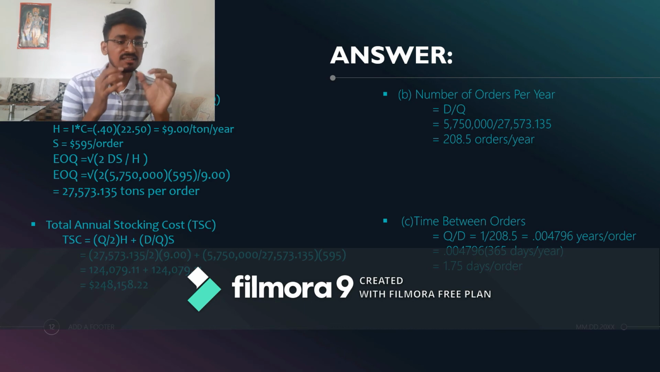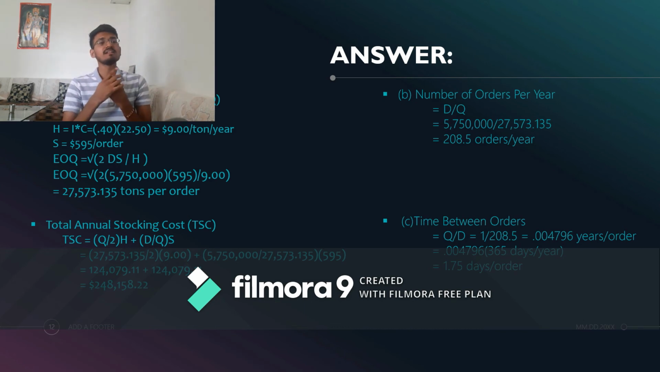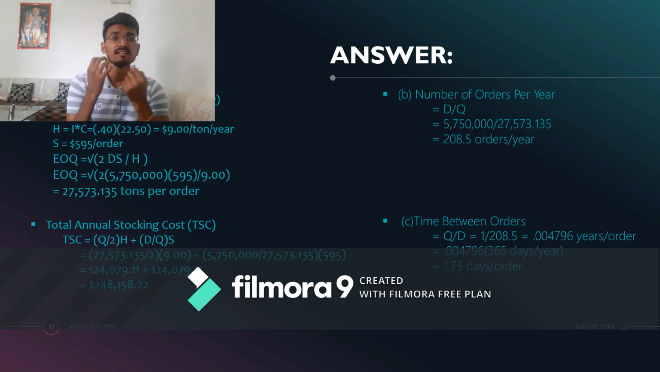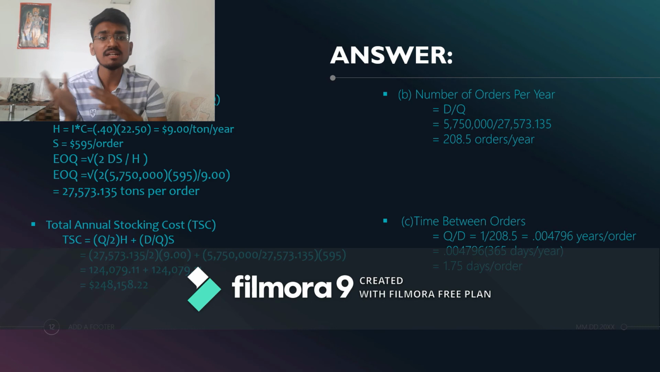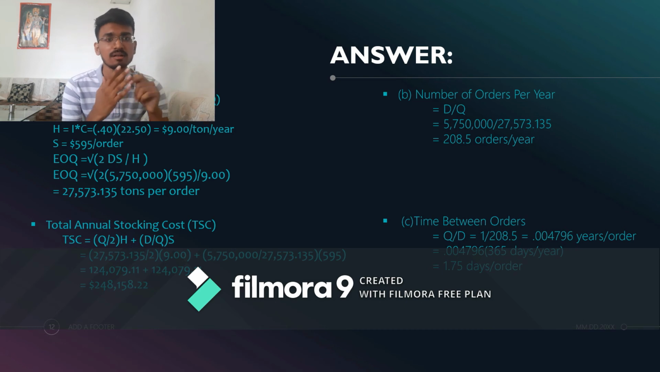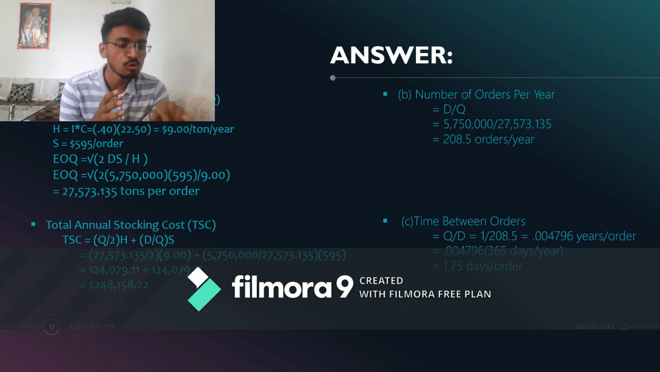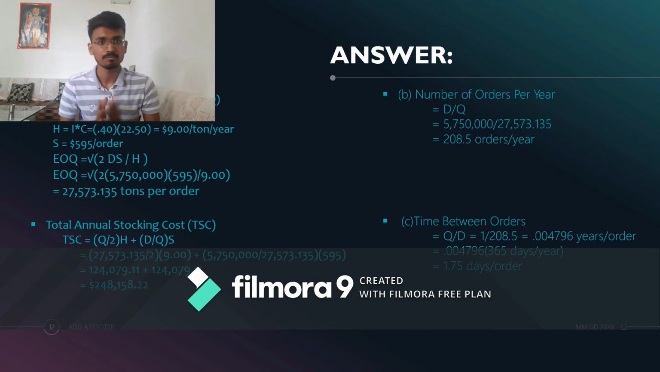So the next is the number of orders per year. The number of orders per year is decided using the formula D by Q. What is D? D is the annual demand, divided by the economic order quantity, how many tons we order each time. Okay, so this gives us 208.5 orders per year. This is such a simple question.